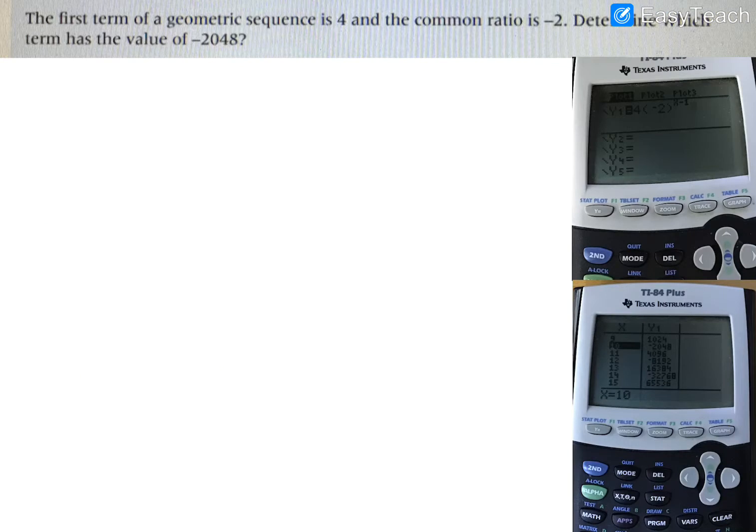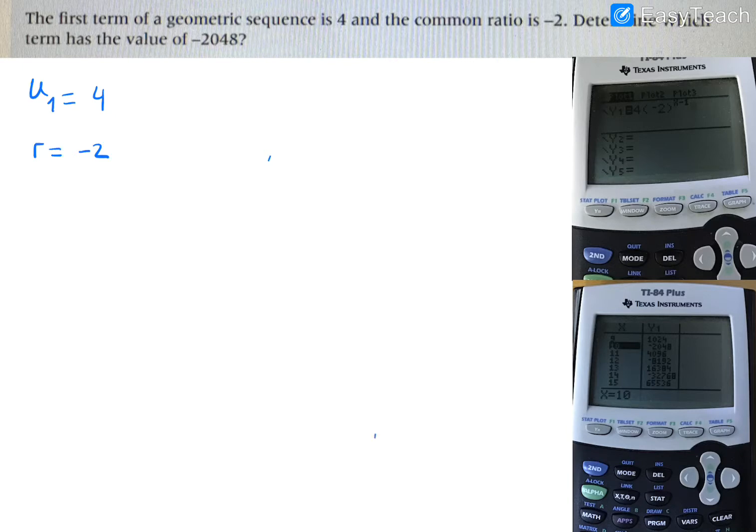Okay. In this question, we are going to use the TI-84 to solve the question. The question is this: the first term of a geometric sequence is 4. As I said before, always write down all the information you have. So the first term, u1, is equal to 4, and the common ratio r is equal to minus 2. Determine which term has the value of minus 2048.